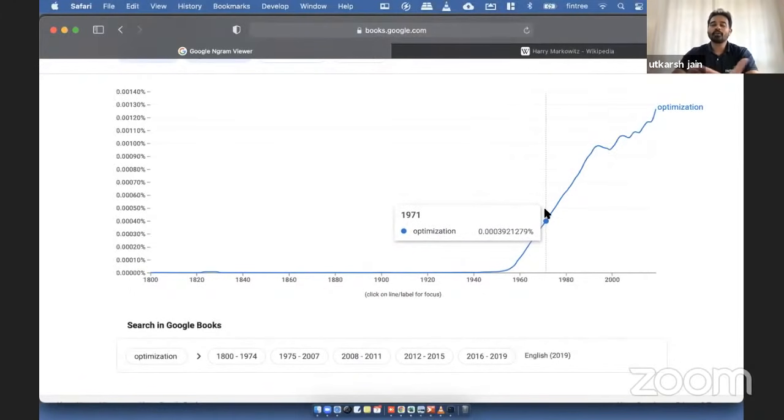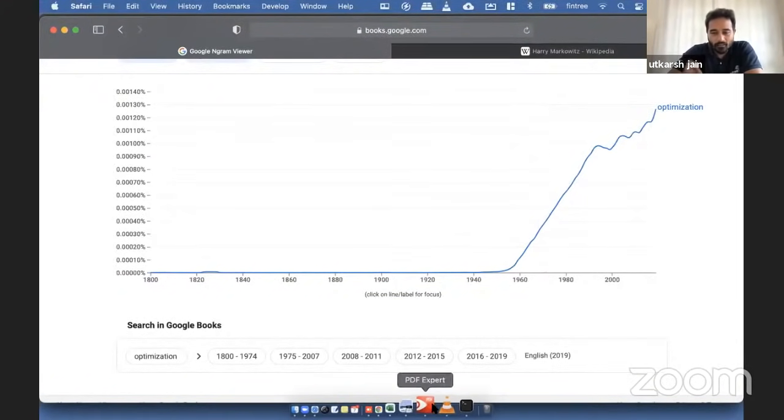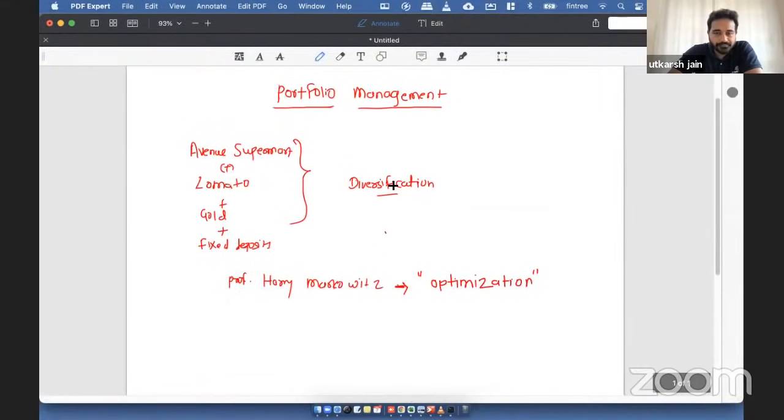So of course there is no way to prove that he is the one who made the word popular, but the two dates kind of are ironical. I mean, we can conclude that maybe he was one of the reasons why the word became more and more popular, right? So the focal point of today's session is going to be on the word optimization. Now let's build on to the story a little bit more.